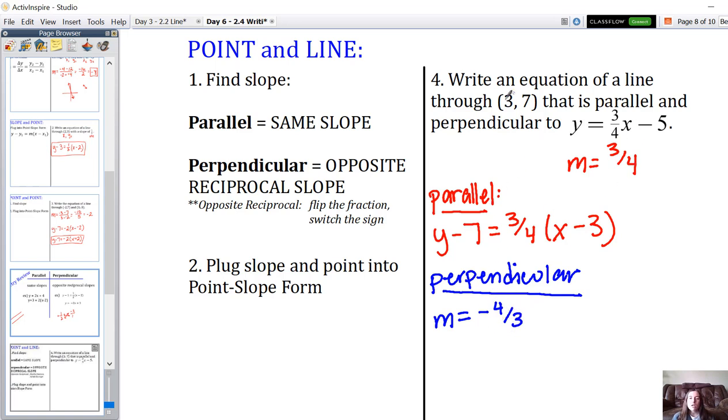And again, we're going to use this point that we were given and write our equation. So we have y minus our y value equals our new slope times x minus our x value. That's the equation of the line that is perpendicular and goes through (3, 7).